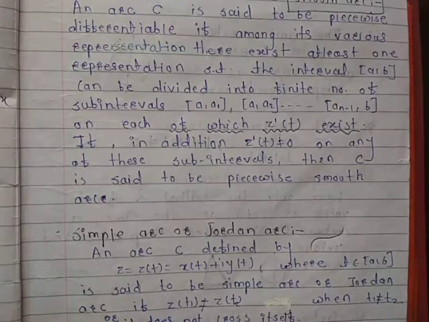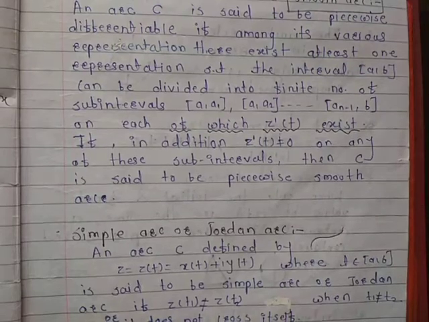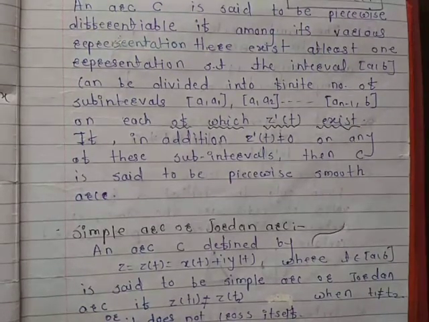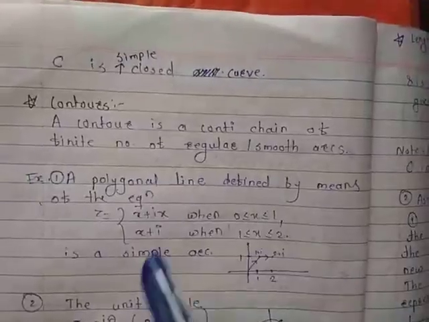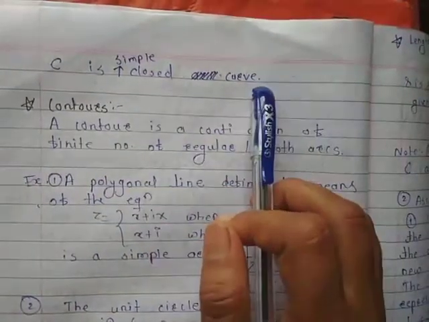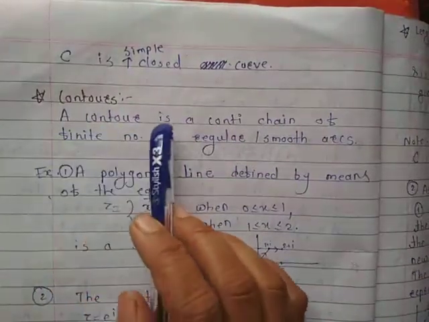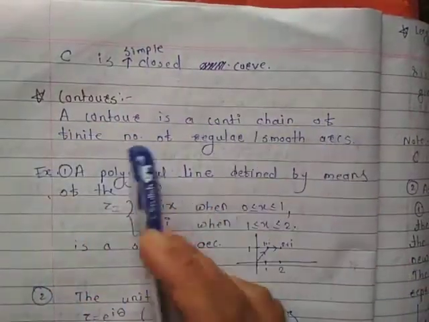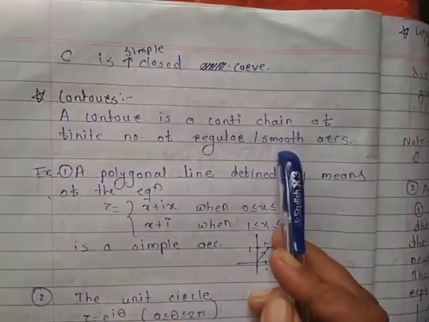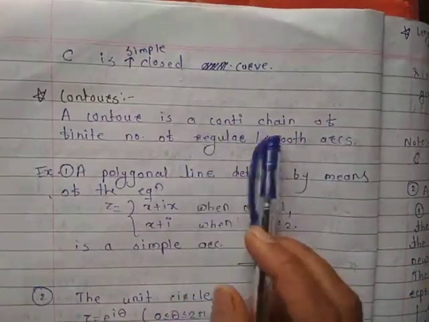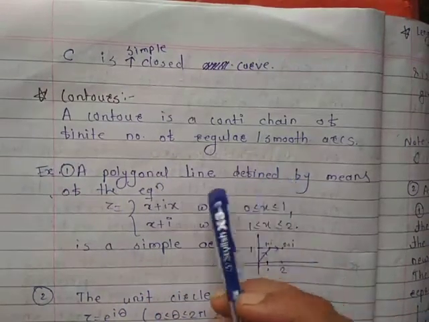Simple closed curve. When arc C is simple except for the fact that z(b) = z(a), then C is a simple closed curve. Okay. Next definition is contour. A contour is a continuous chain of a finite number of regular or smooth arcs. Contour: it is a chain of finite number of regular or smooth arcs.